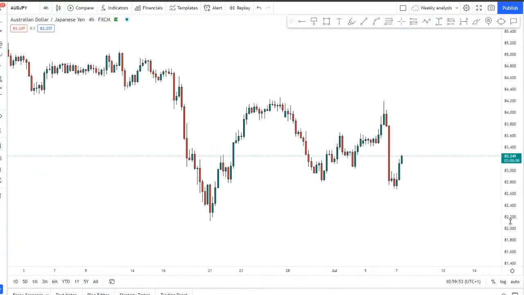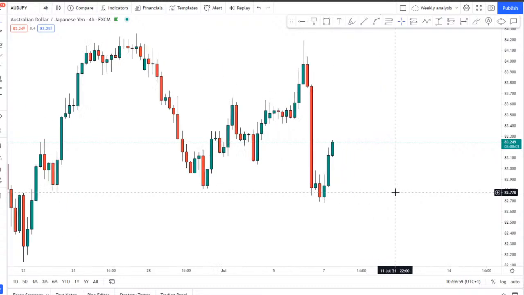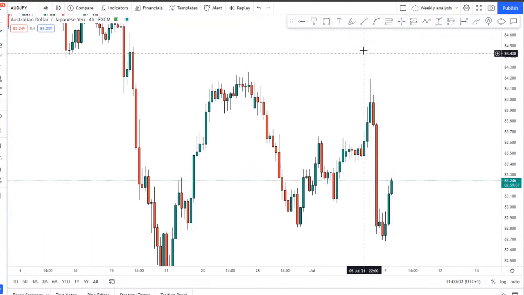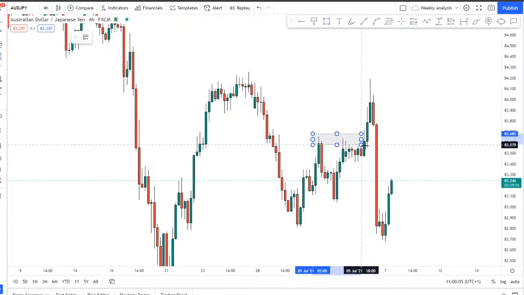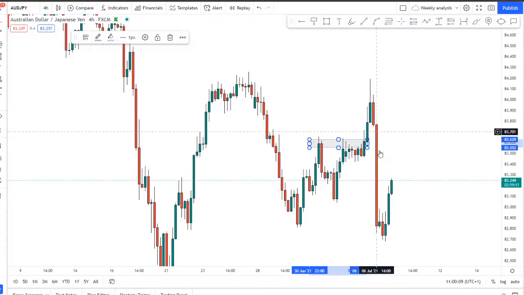Okay, so we've got AUDJPY here. Again, another pair that I think is on its way down. Big move to the upside, big move back down again. So a nice false break, similar to NZJPY. People selling at this resistance here on the lower time frames. Big spike up, big spike down.